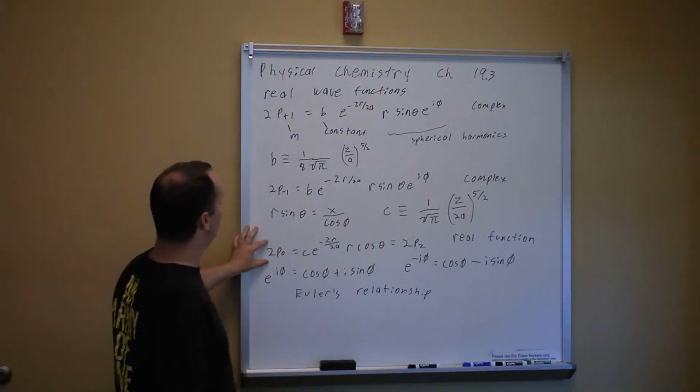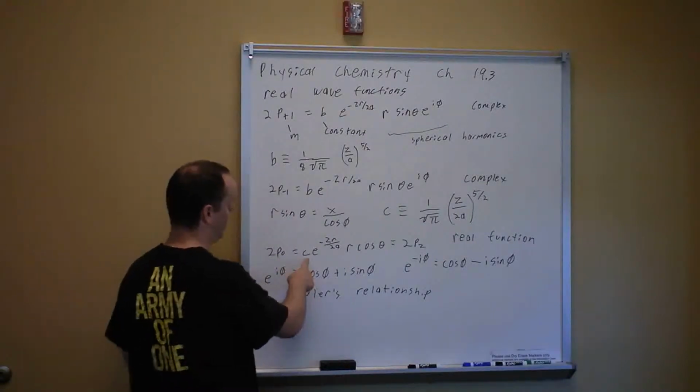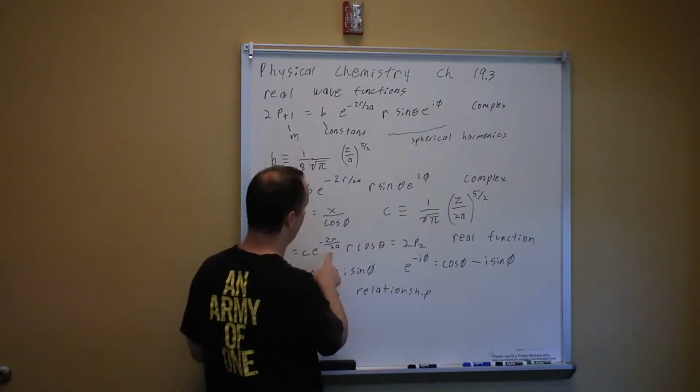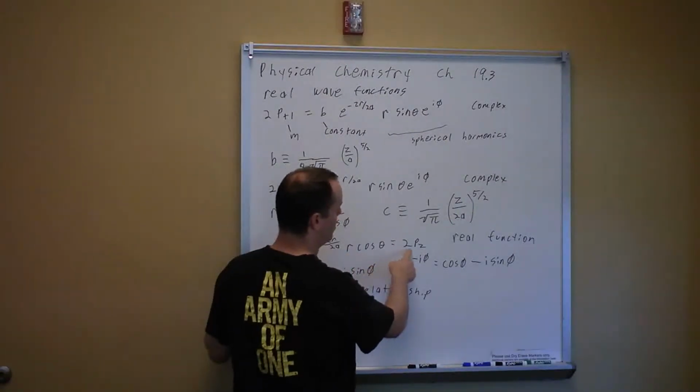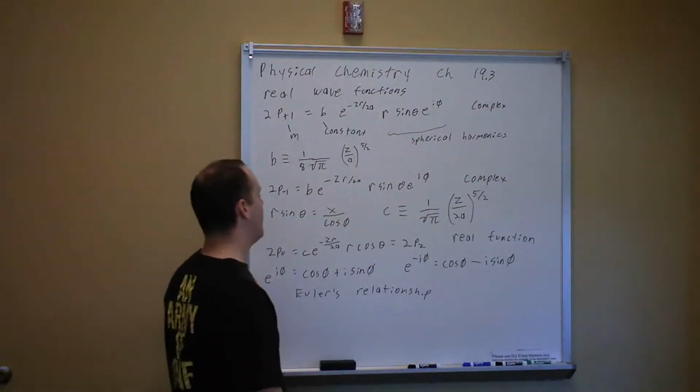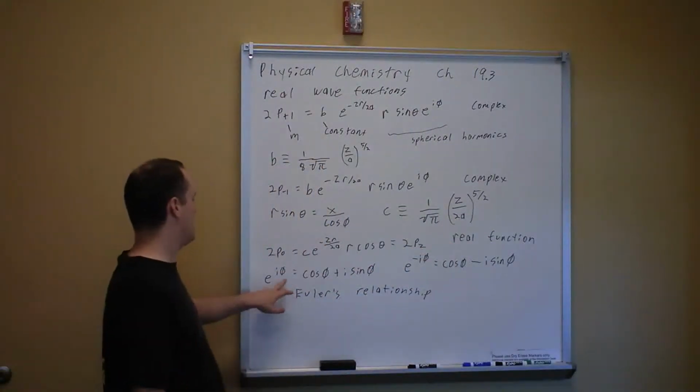So our 2p naught orbital is equal to C times e to the minus Z r over 2a times r cosine theta, which is equal to 2pz. Now remember, this is a real function, there's no i in this one.